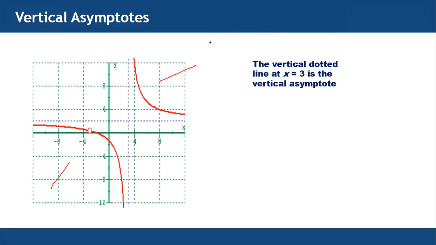Okay, so x is equal to 3. The graph will go closer to this point, and the same on this side, but it will never touch x is equal to 3.